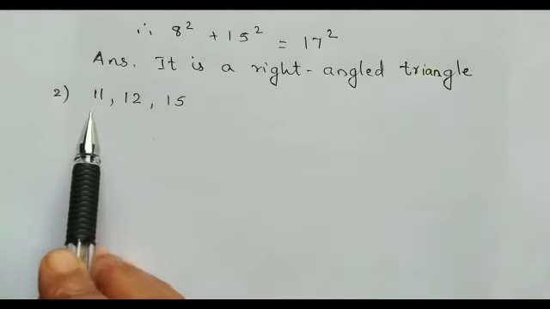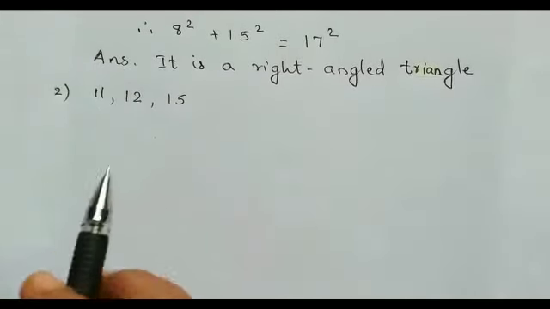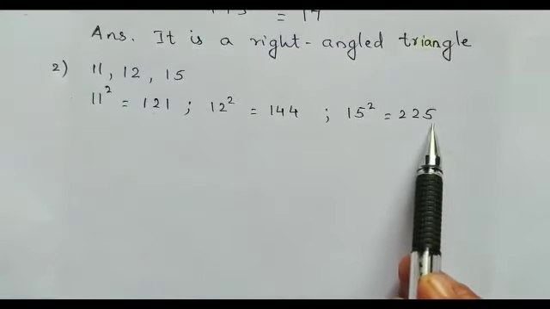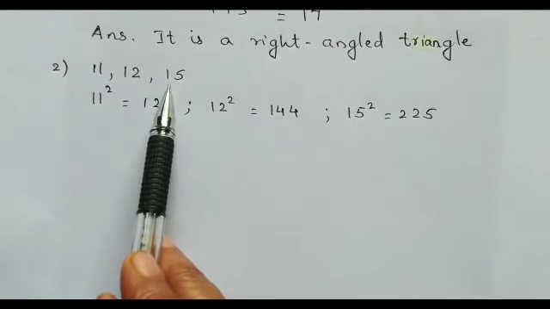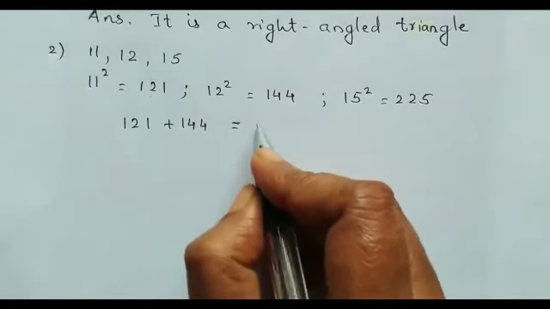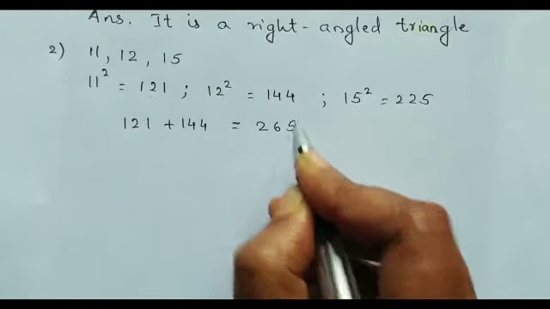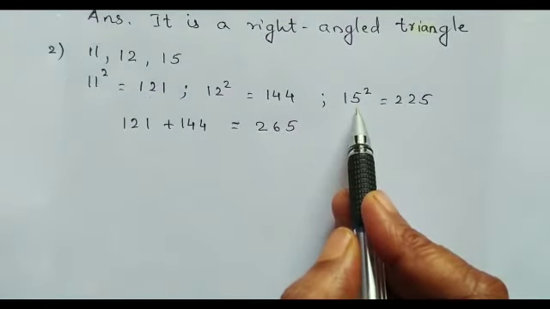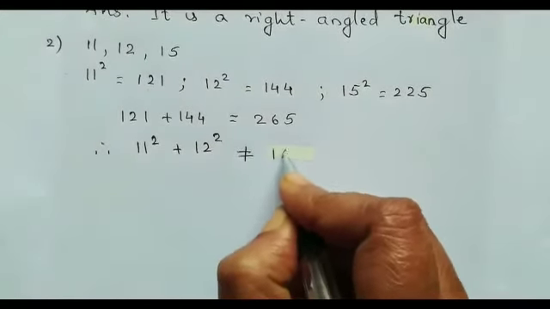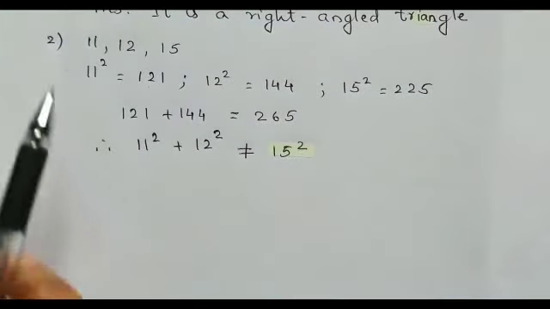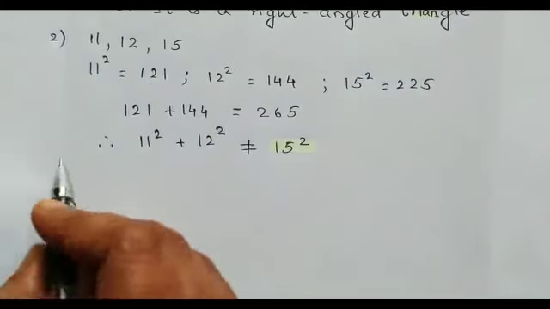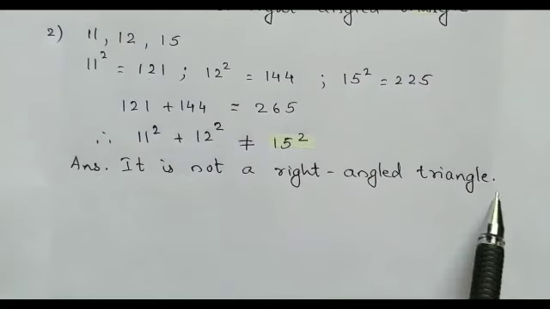Now let's see the second question. The measures are 11, 12 and 15. 11 square is 121, 12 square is 144, 15 square is 225. The longer side is 15. So let's add 11 square plus 12 square. 121 plus 144 is equal to 265. That is not equal to 15 square. 15 square is 225. So 11 square plus 12 square is not equal to 15 square. So this means that the measures 11, 12 and 15 will not form a right-angled triangle. So your answer is, it is not a right-angled triangle.